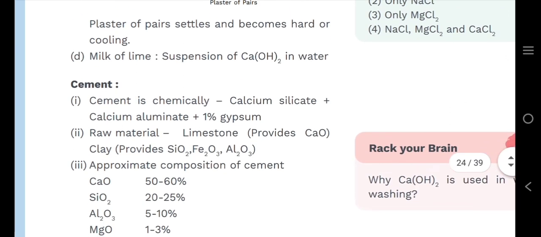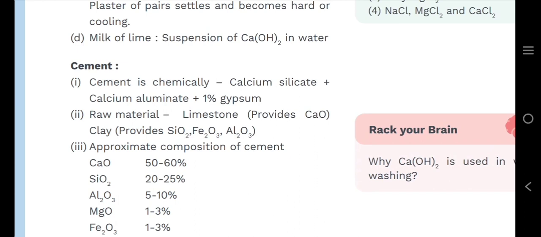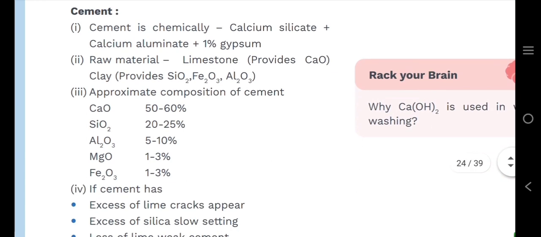Cement. Cement is chemically calcium silicate plus calcium aluminate and 1% gypsum. Raw materials: limestone provides CaO, clay provides SiO2, Fe2O3, and Al2O3. Approximate composition of cement is CaO 50 to 60%, SiO2 20 to 25%, Al2O3 5 to 10%, MgO 1 to 3%, and Fe2O3 1 to 3%.